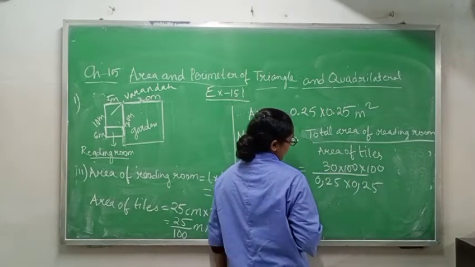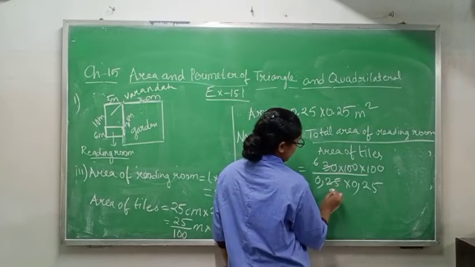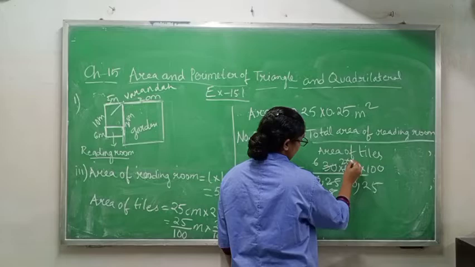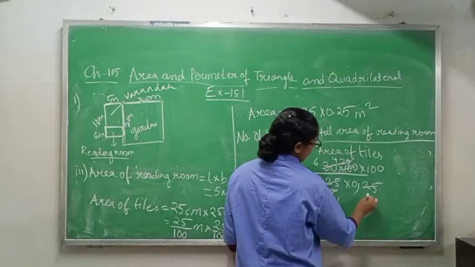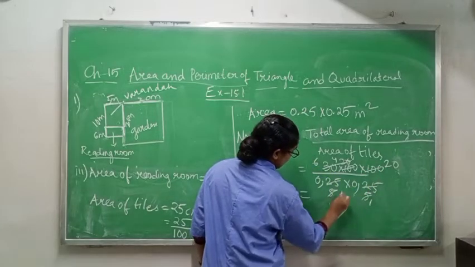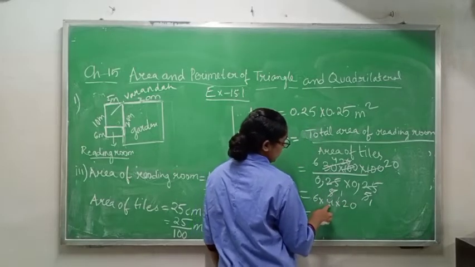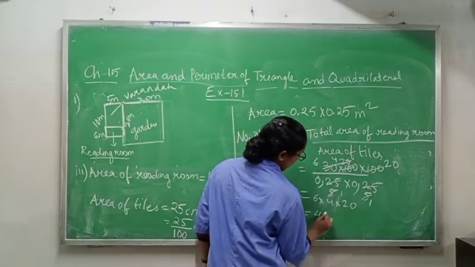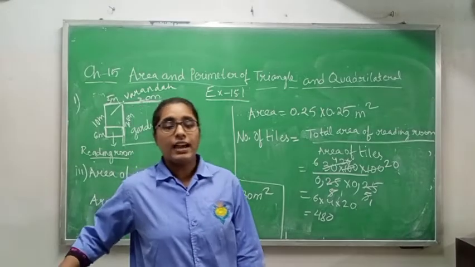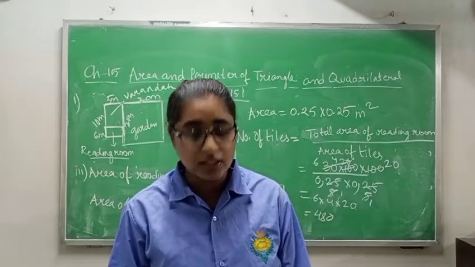Okay. Now cancel this one by using the 5 table. 5 6s are 30, 5 5s are 25, 5 1s are 5, 5 2s are 10, 0. Again 5 4s are 20. So you are getting 6 into 4 into 20. When you multiply, 6 4s are 24, 24 2s are 48, and the 0 you have just put. So the third answer will be 480 tiles will be required to cover the floor of the reading room.